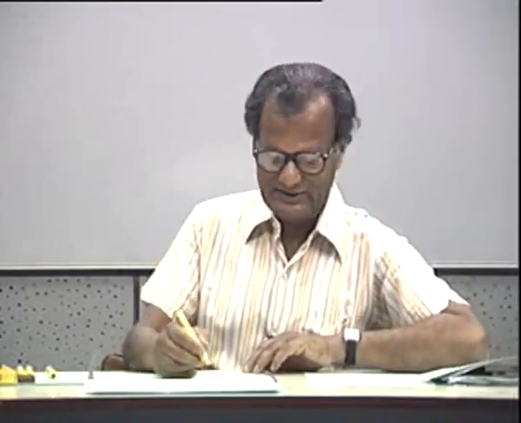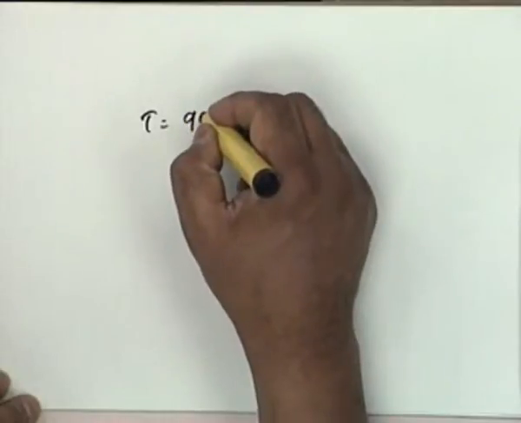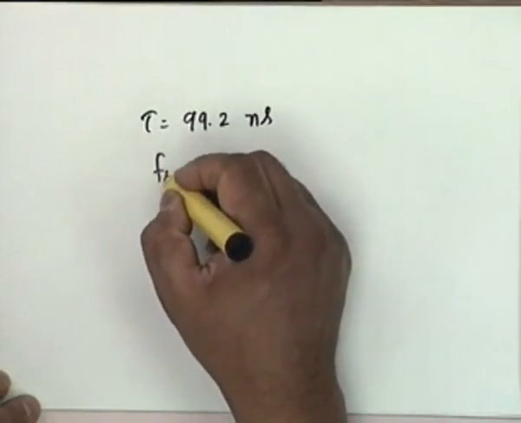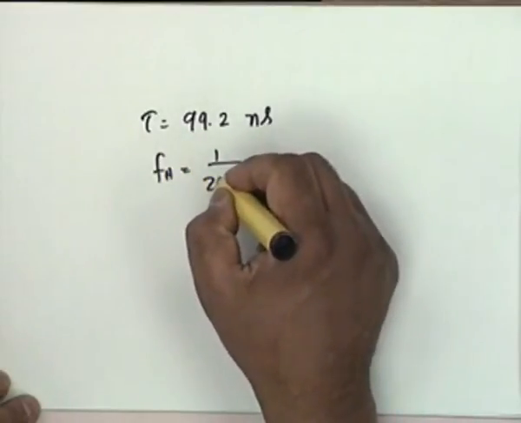You see, it is the time constant due to C pi 1. C pi 1 otherwise creates havoc because of Miller effect. But because Miller effect only reflects 2 C mu 1, nothing more, this has become very negligible. And my calculation is that total tau is 99.2 nanoseconds, and FH, which is 1 by 2 pi tau.